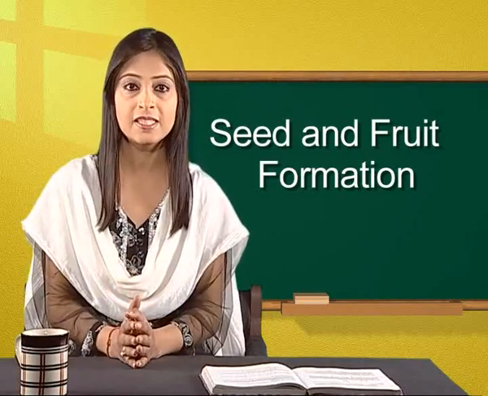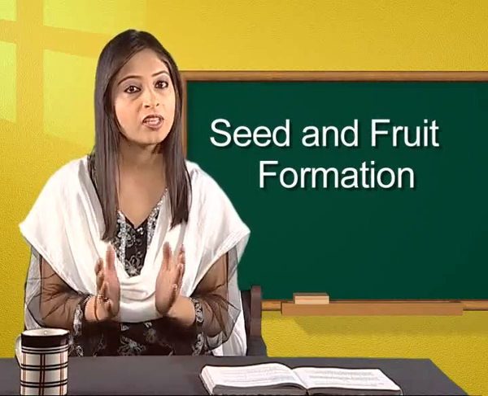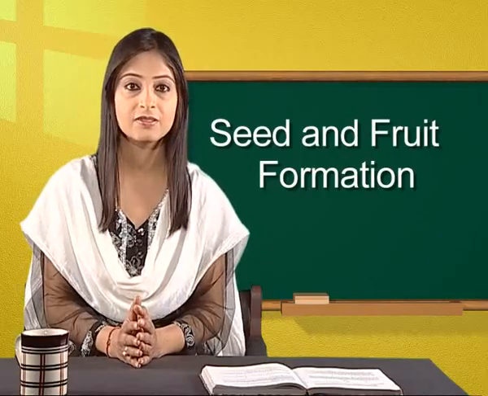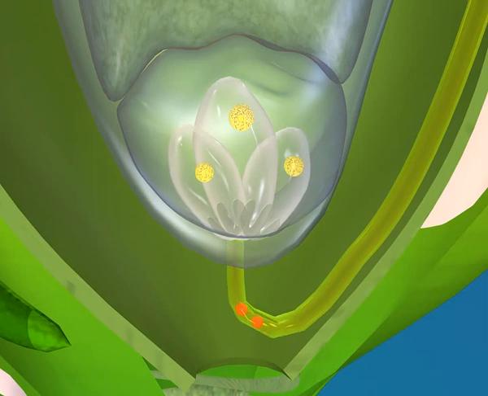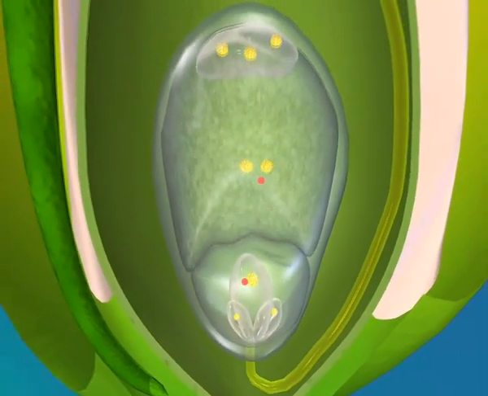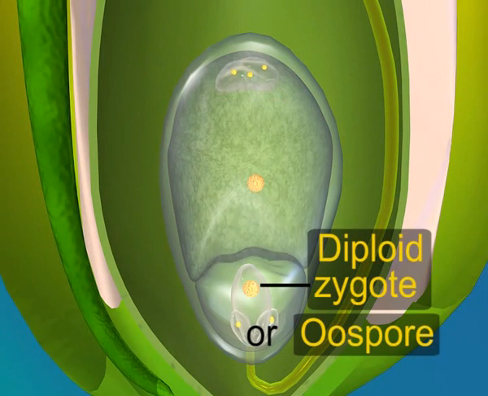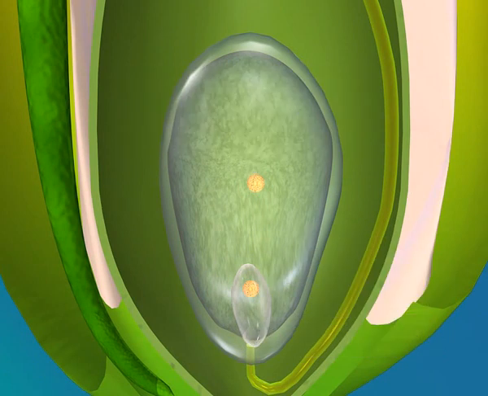Let's see a video to recall what happens after fertilization. During double fertilization, when male gametes enter the ovule, two structures are produced. These structures are a diploid zygote or oospore and a triploid primary endosperm cell. Zygote gets transformed into embryo and primary endospermic mother cell forms endosperm.